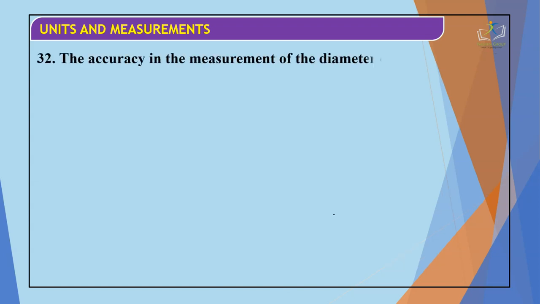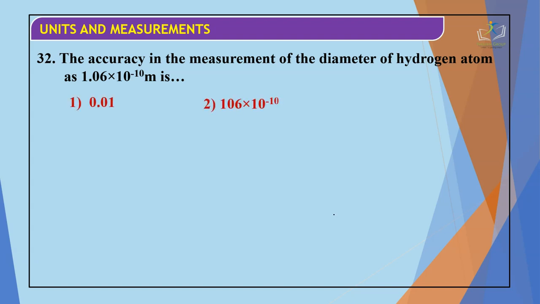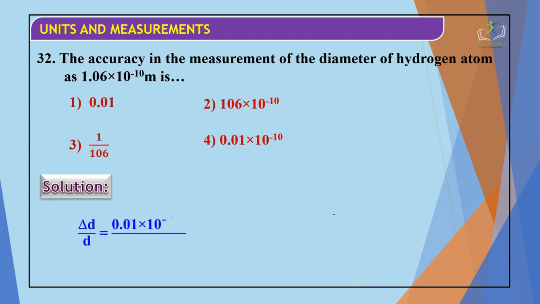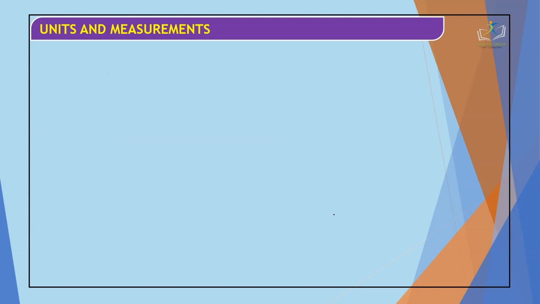Next question we have: the accuracy in the measurement of the diameter of a hydrogen atom as 1.06 × 10 to the power minus 10 meter is. Let us see the solution. Accuracy is now removed from our syllabus, so we are just taking one question for NEET purposes. Delta D by D is for finding the diameter accuracy. So after the solution, we got the answer 1 by 106 times. So 1 by 106 times means the correct answer is option 3.